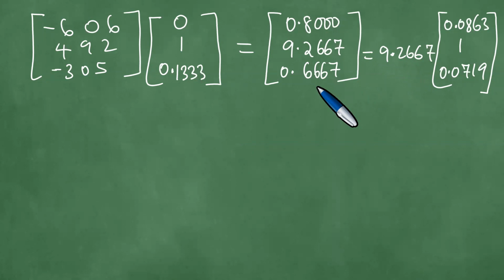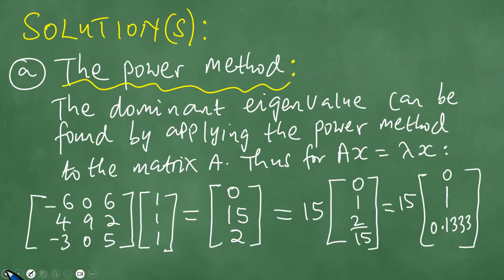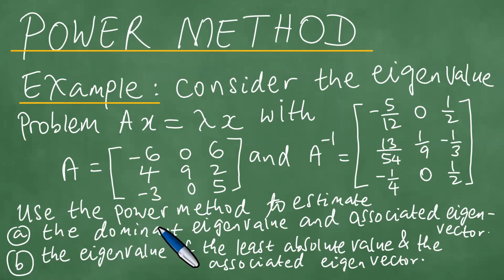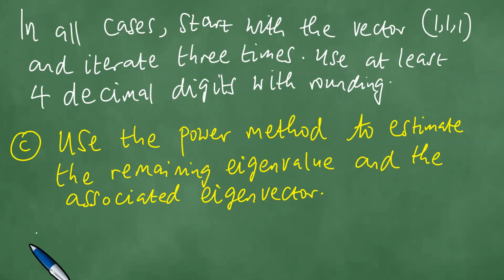So, how many iterations did we discuss here? Let's see. Consider this. Yeah, okay. And iterate 3 times. 3 times. So let's use the third one. Okay, let's see. Yes, iterate 3 times. So let's do the third time.